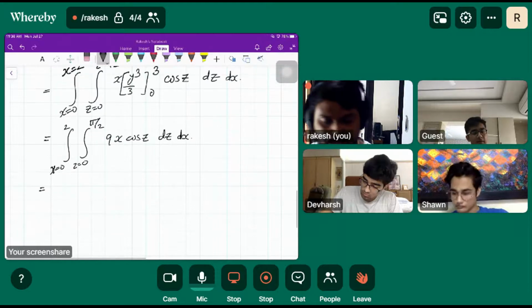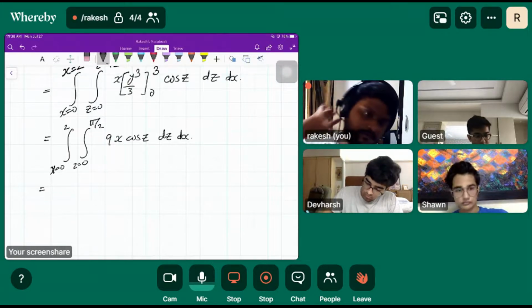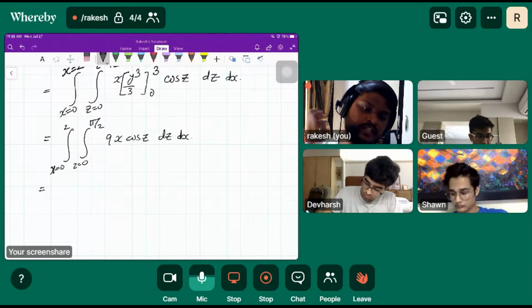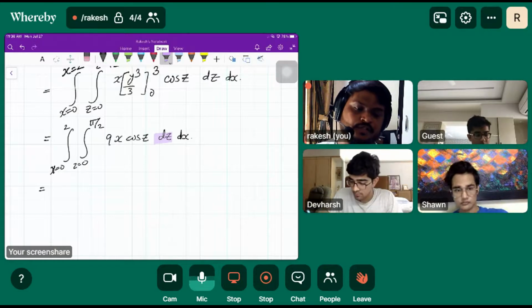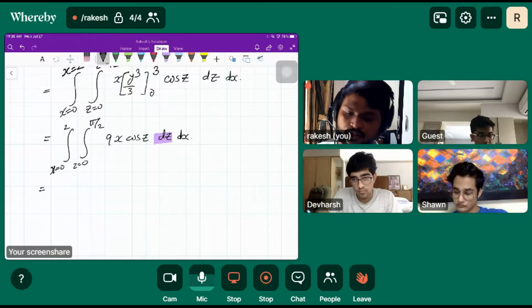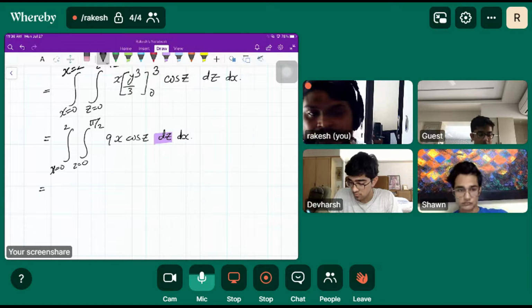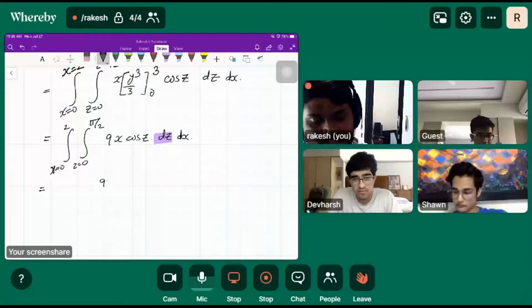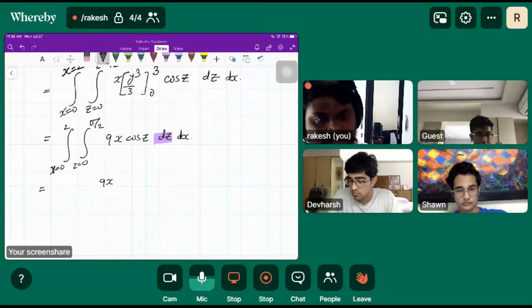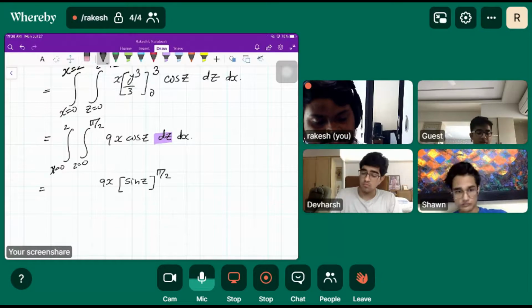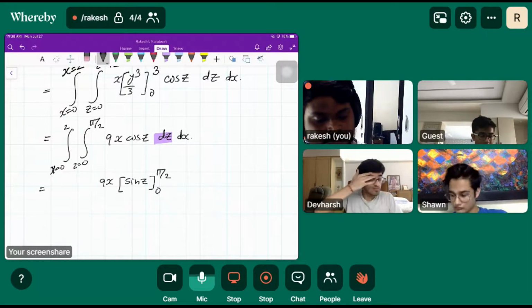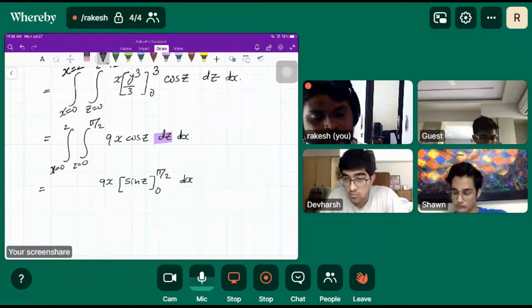Now we have to integrate with respect to z. Okay, so that would be just 9x sine z, and the limit of integration goes from 0 to pi by 2.